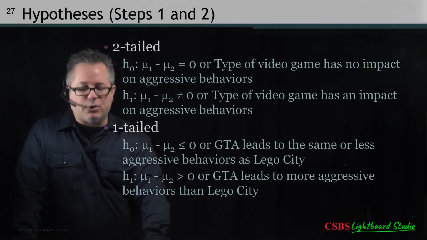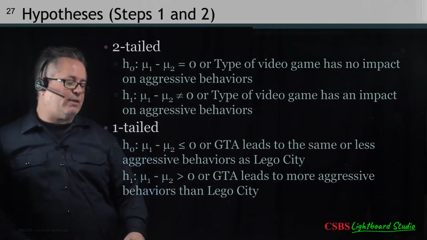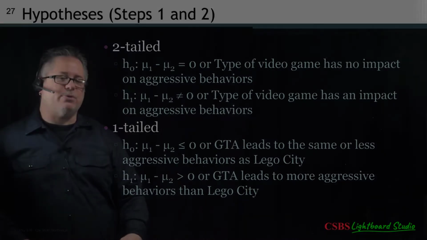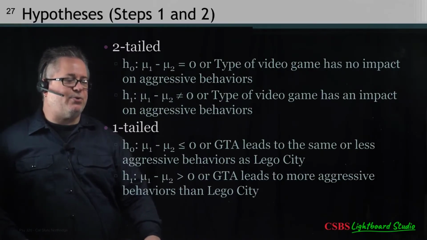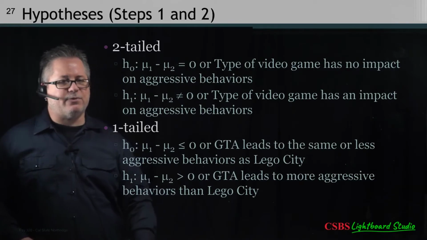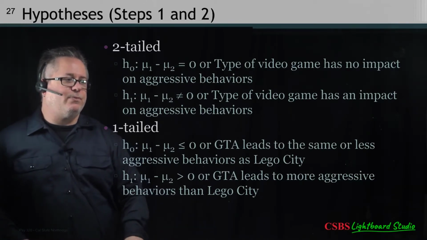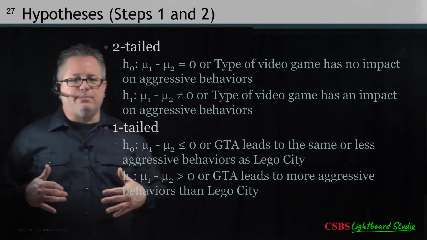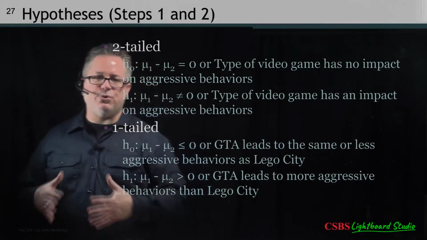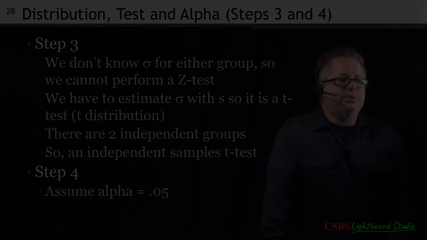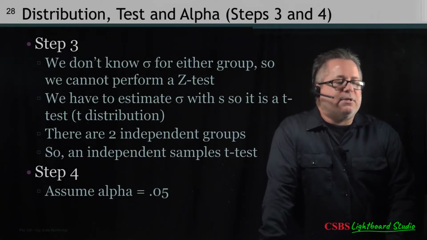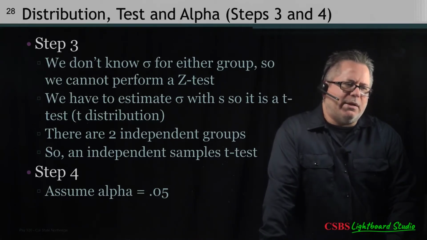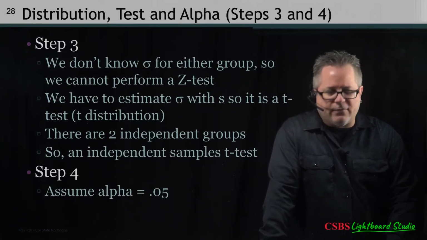For one-tailed tests, look for directional terms like better, increase, decrease. Does Grand Theft Auto lead to an increase in aggressive behaviors, or something like that? If you look for those terms, it'll give you a clue of what the word problem is leading you towards in terms of a two-tailed or one-tailed test. So here we need to decide on steps 3 and 4: what kind of test are we doing, and what are we assuming about our alpha level, our type 1 error?